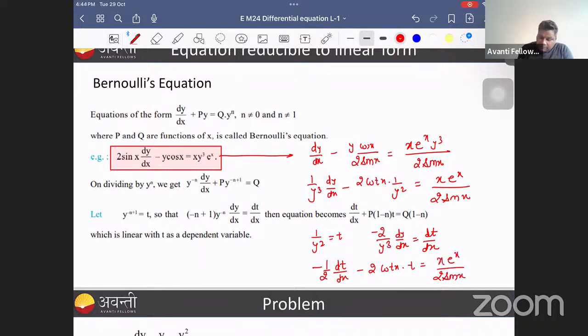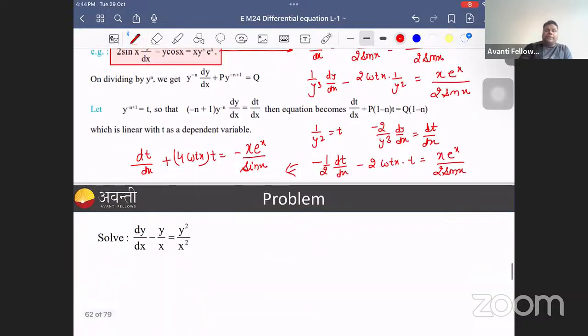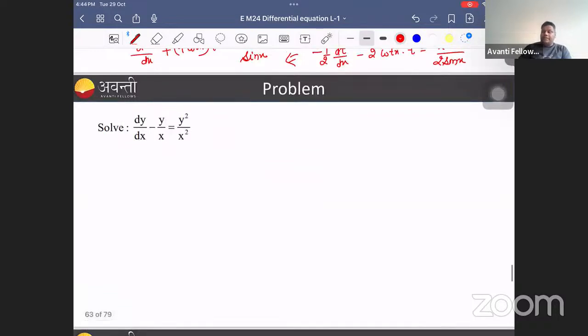upon 2 sin x. And finally multiply by minus 2. So you get dt by dx plus 4 cot x into t is equal to minus of x e to the power x upon sin x. Am I clear? Now we will use that Bernoulli form and do it. Now it's a simple linear differential equation question. Got it? Now you guys try this one. This is a very simple question. Have a look and give it a try.